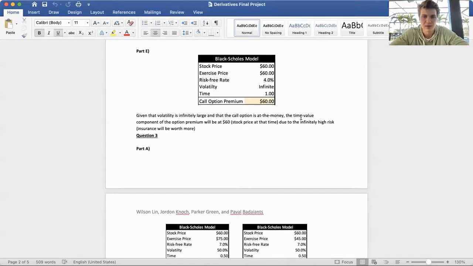So given the volatility is infinitely large, and the call option is at the money, the time value component of the option premium will be $60. That's the stock price at the time. Infinitely high risk. So the insurance will be worth more than anything.